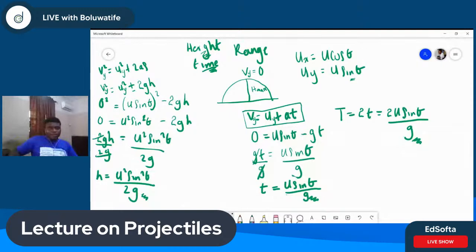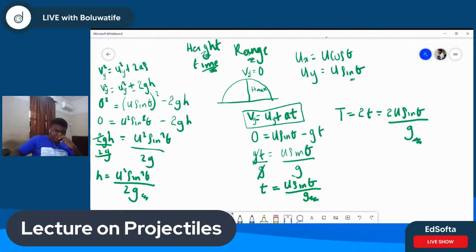Okay, I hope that has been clear. You can see how we're using the basic equations of motion to derive these formulas. It goes to show how physics just keeps recycling. Once we're dealing with motion, we're just recycling the same formulas in different ways. Okay, so now the last guy that we're going to be talking about here would be range.